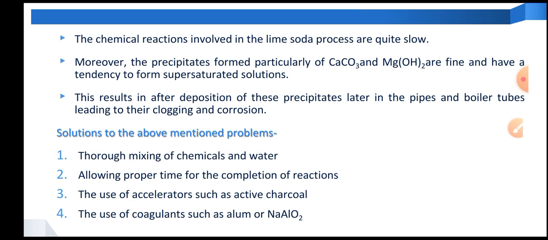The chemical reactions involved in the lime soda process are quite slow. Moreover, the precipitates formed, particularly calcium carbonate and hydroxides of magnesium, are very fine and have a tendency to form supersaturated solutions. This results in after-deposition of these precipitates, which are later found deposited in boiler tubes, leading to clogging and corrosion.